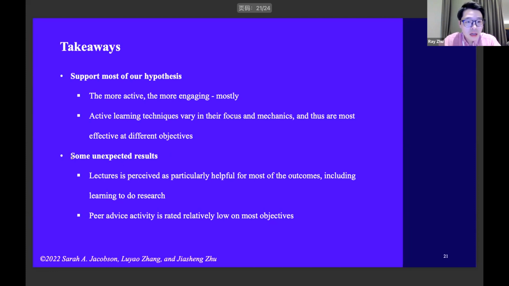However, we also have some unexpected results. So first, we observed that lecture is perceived as particularly helpful for most of the outcomes, including learning to do research. But peer advice assignment is rated relatively low on most objectives. So we would suggest instructors in the future to be more cautious about peer advice assignment.